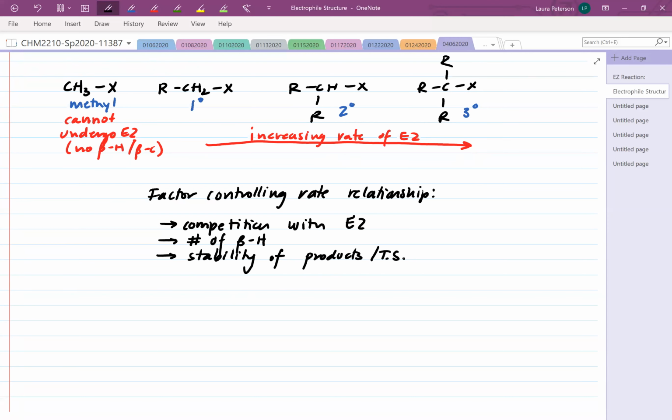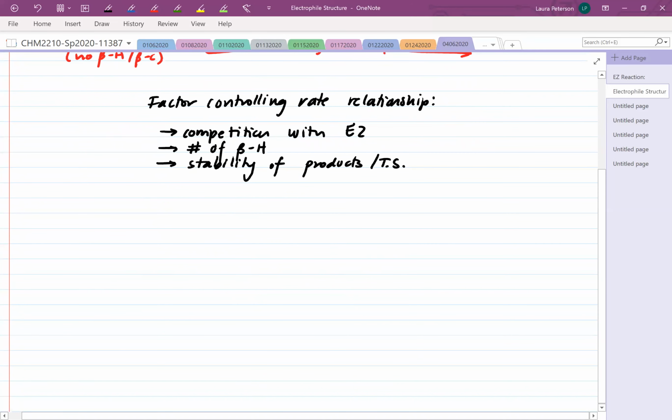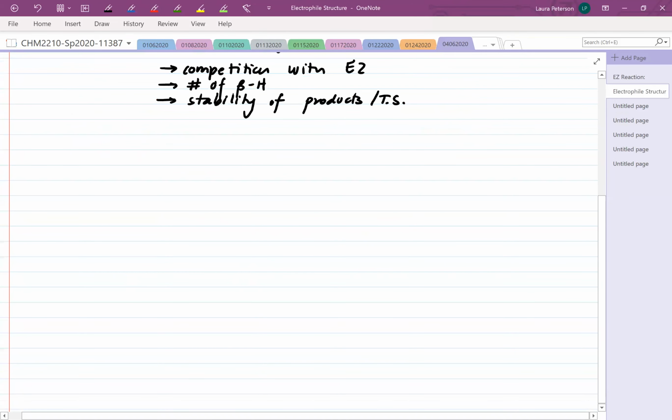So the last major topic that we need to talk about for the E2 reaction is the stereochemistry. Like the SN2 reaction was stereospecific, the E2 reaction, being this concerted single-step mechanism, is also stereospecific. So let's write out the heading here. We're going to talk about the stereochemistry of E2, and what we'll ultimately see is that it's a stereospecific reaction.